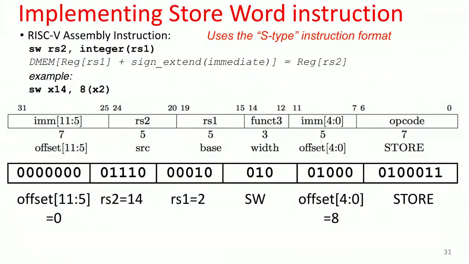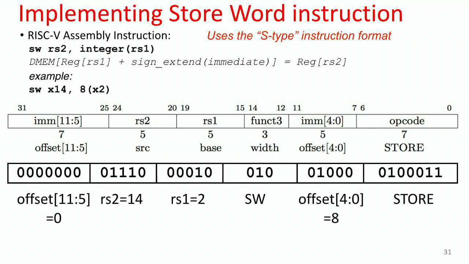Right. So this is the assembly language here, store word. So there's no destination register here. We have two source registers. One is used for computing the address, that's RS1, along with some immediate, which gives us an offset. And the other is RS2, and that's used for the source of the data.